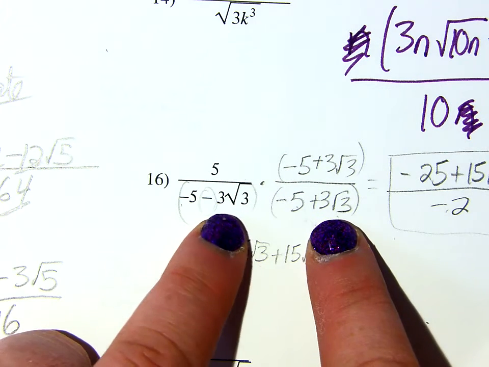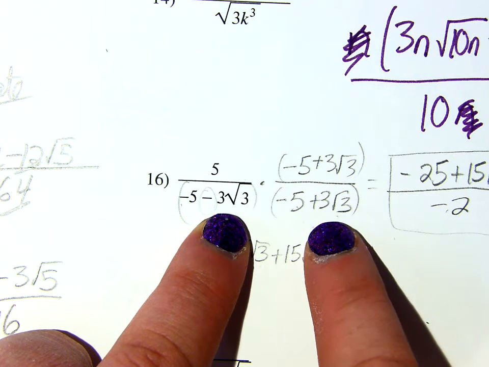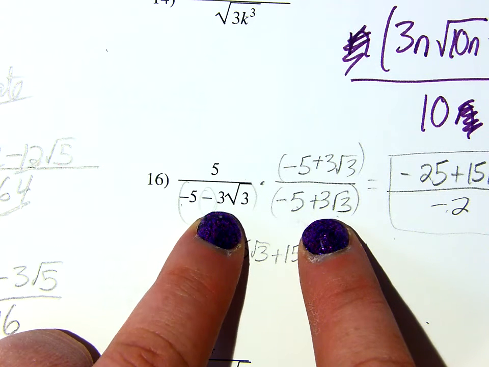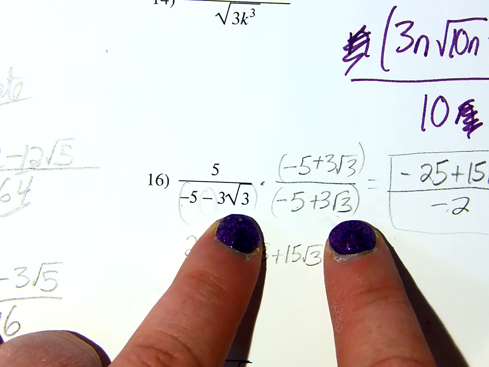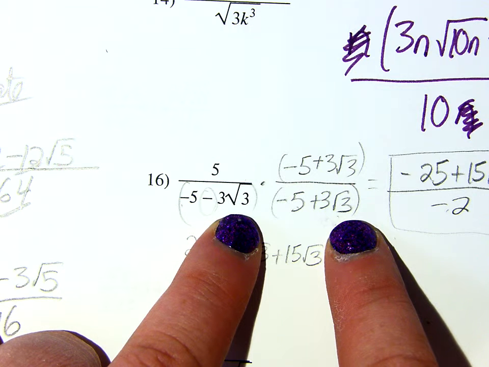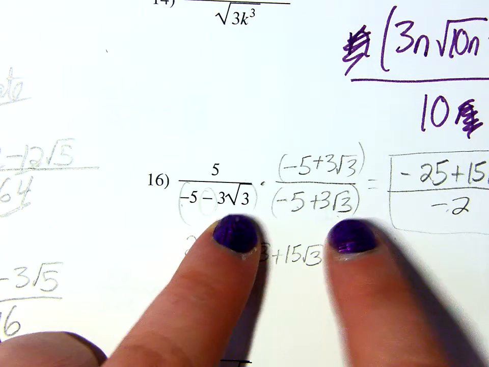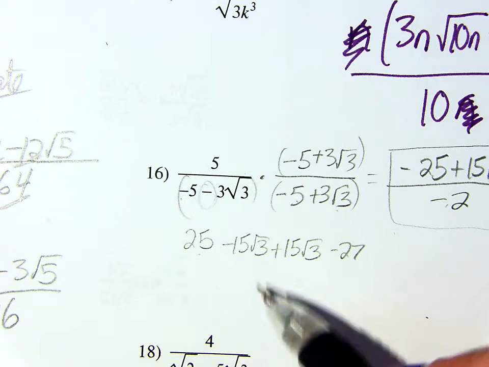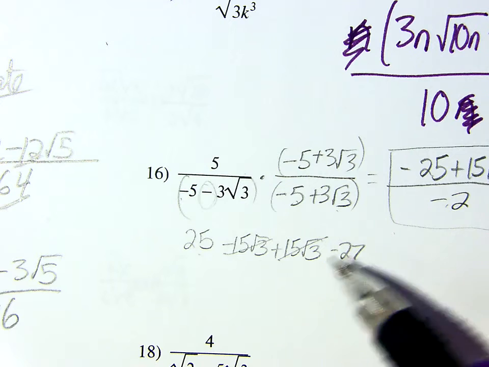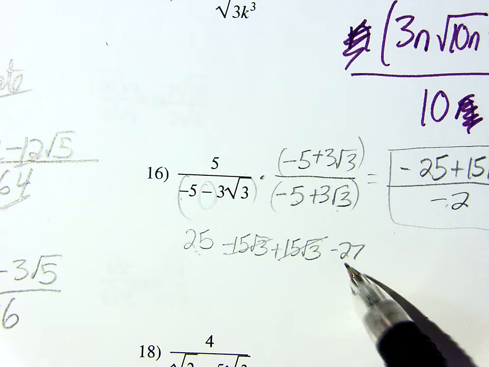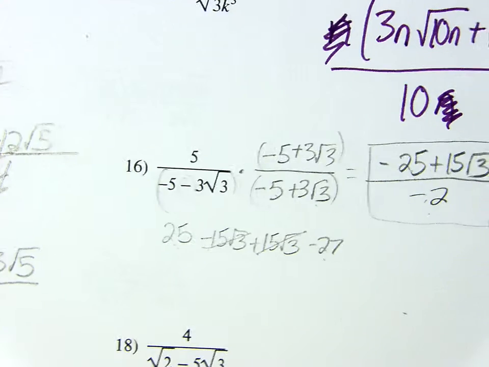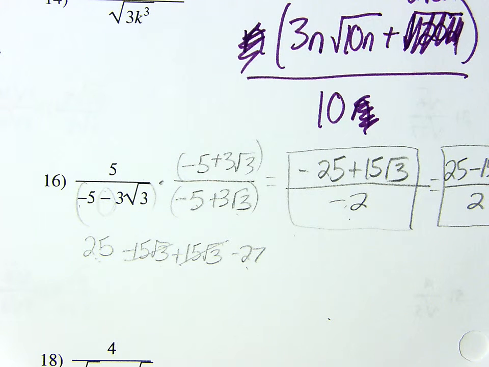And then the last, so you have -3 root 3 times positive 3 root 3. So first of all, the sign's going to be negative, right? Because I have a positive times a negative. 3 times 3 is 9, and then root 3 times root 3 is just 3, right? So 9 times 3 is 27. So that's how I got a minus 27 right there. Now, the 15 root 3's will cancel each other out, and then I just have 25 minus 27. And that's how I ended up with the -2 down there.